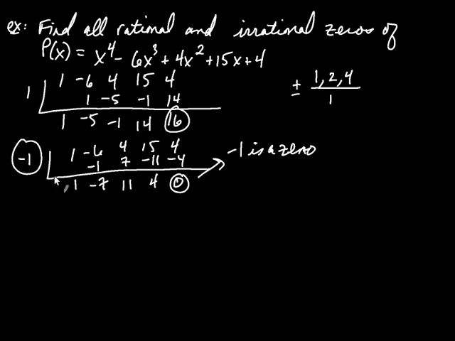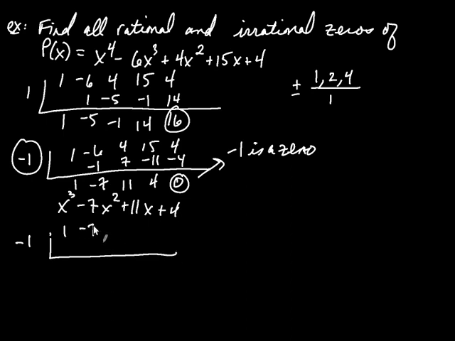In other words, it's like dividing the original polynomial by x plus 1, and you get this quotient, which would be x cubed minus 7x squared plus 11x plus 4. And now you could ask yourself, even though negative 1 was a 0 of this, it may be what's called a repeated 0. A repeated 0 means that not only was x plus 1 a factor of the original, but x plus 1 might also be a factor of this. In other words, we're going to try negative 1 again with this polynomial using synthetic division. So let's try negative 1 again, but now using this polynomial.